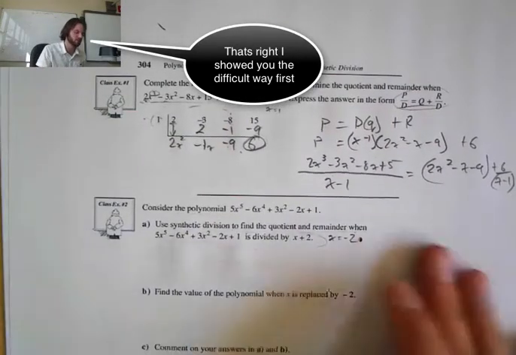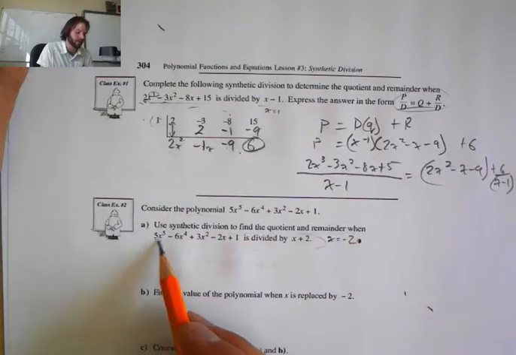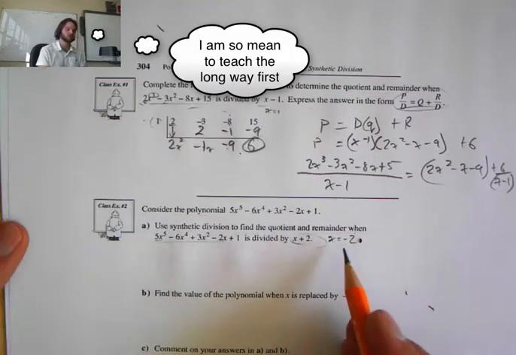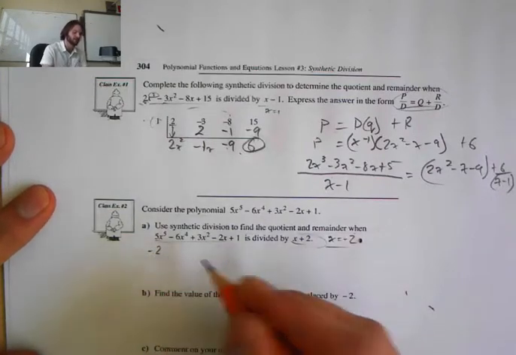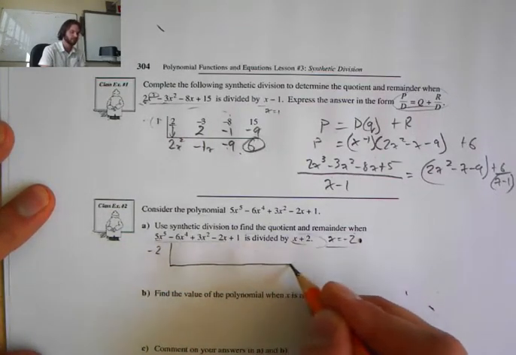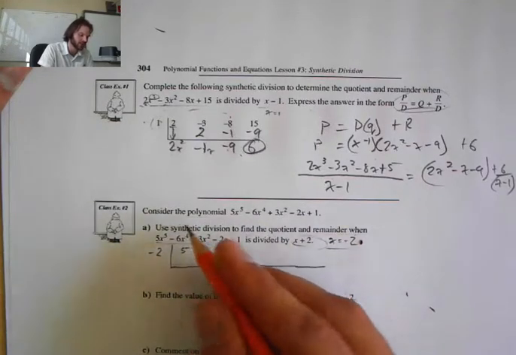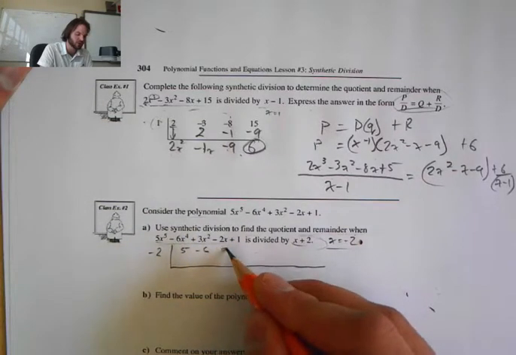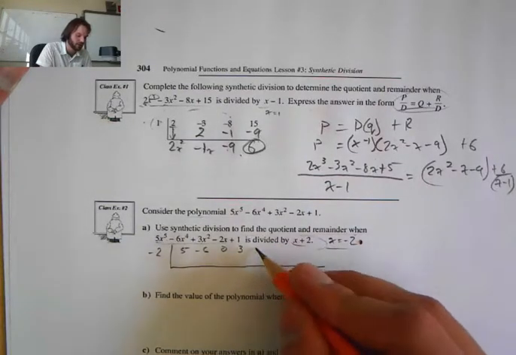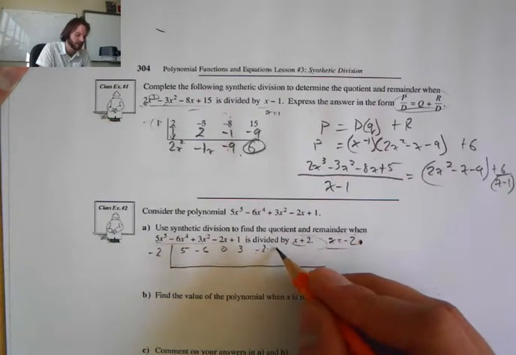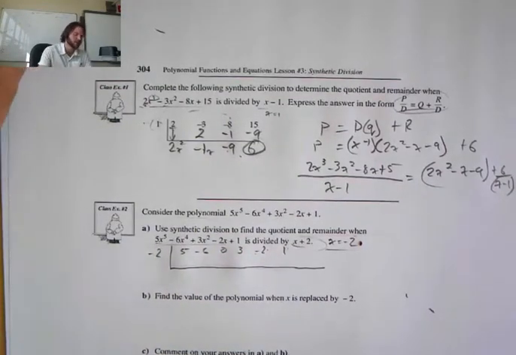Class example number 2. It says use synthetic division to find the remainder when we have this equation divided by that equation. Now for this one, we have to remember that x is equal to negative 2. So I'm going to put negative 2 there. Okay? And we have 5, negative 6. Now, there should be an x cubed, but it's not showing, so I'm going to put 0, because there's 0 x cubes. Then we have 3x squared, we have negative 2 x's, and we have 1 constant.